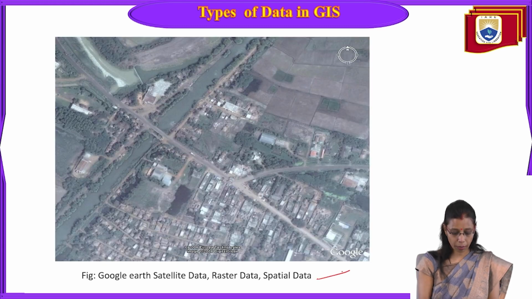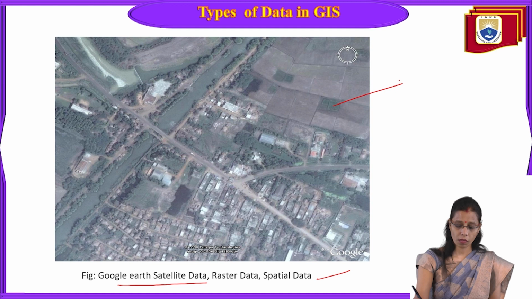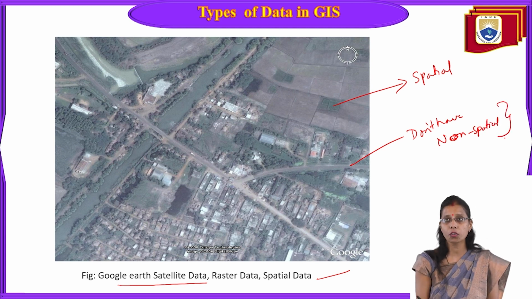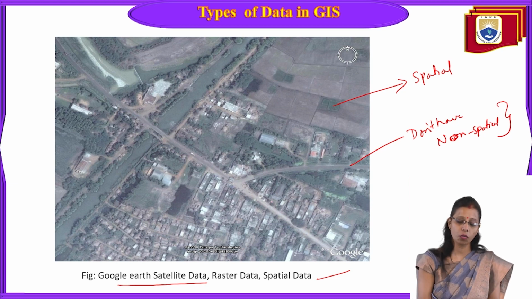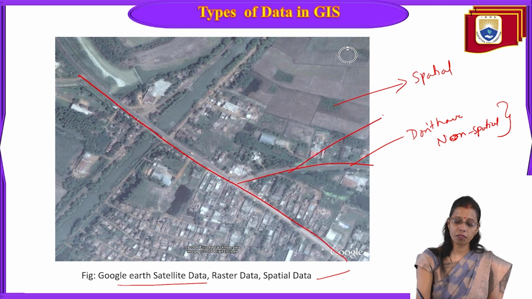Now this is a Google Earth map. You can see here if you click a photo from Google Earth, Google Earth will display like this. It has spatial, but it doesn't have non-spatial. Why? It doesn't have non-spatial because once you click the photo, it will not show you the information until unless we add it. So what we have to do? We have to use the vector information. We have to draw and just add the information.